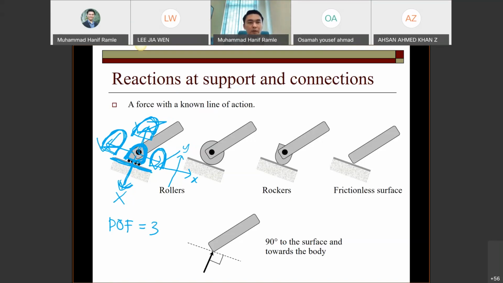So where the direction cannot go, it means there is a reaction opposing the rigid body. If this direction cannot go, then we can assume that this direction has a reaction. So that's why we put a reaction this way, to stop the movement of the rigid body. Do you get it?